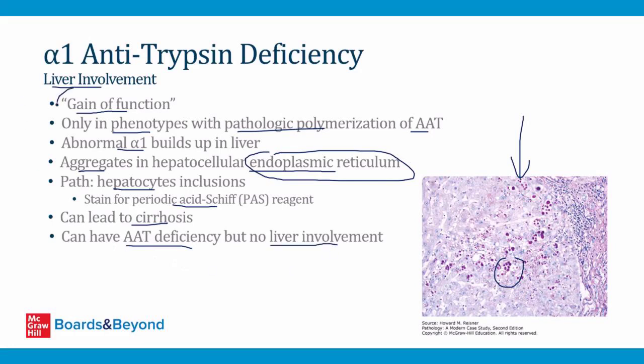And once again, this is called a gain of function problem because the alpha-1 antitrypsin protein is doing something it shouldn't, meaning it's building up in the liver, in contrast to the lungs, where the alpha-1 antitrypsin protein is failing to do its job. That's a loss of function.